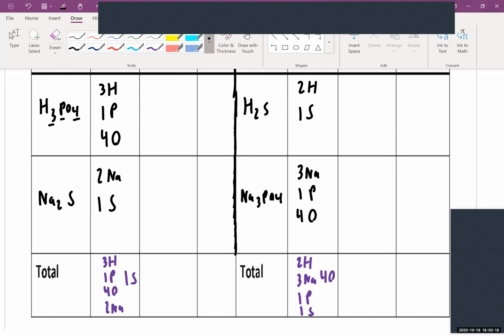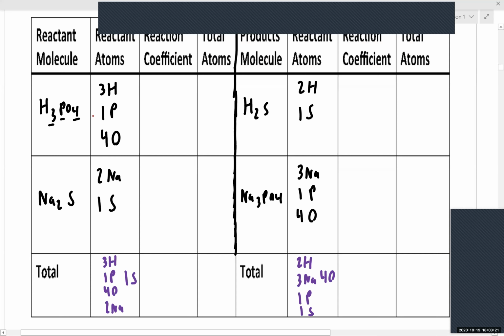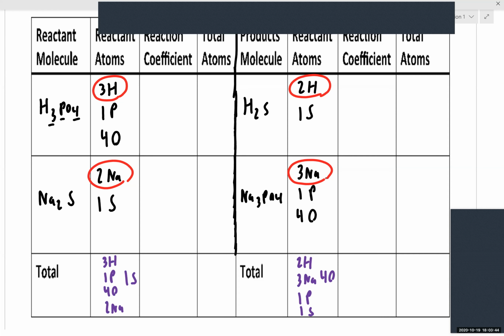Now, what I'm going to do is I'm going to take my red pen and I'm going to circle all of my elements that are not balanced. So which elements are not balanced? Hydrogen. Hydrogen, yep. So I'm going to circle hydrogen. What else? Sodium. Yep, sodium's not balanced. What about sulfur? Is sulfur okay? Yes. Perfect. Are there any other elements that are not balanced? No. Okay, wonderful.